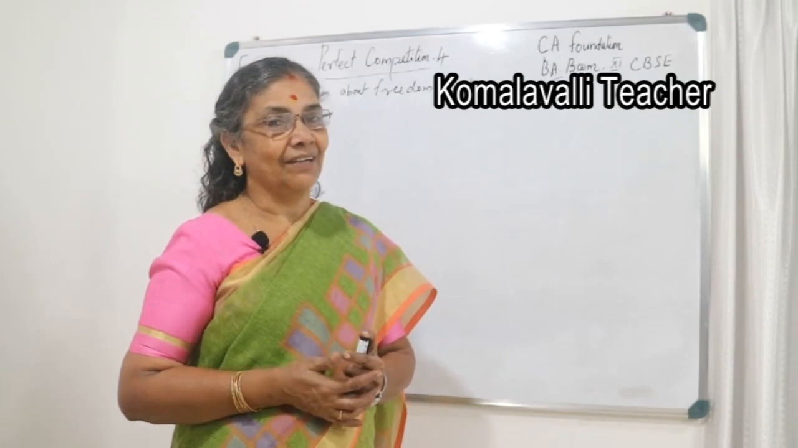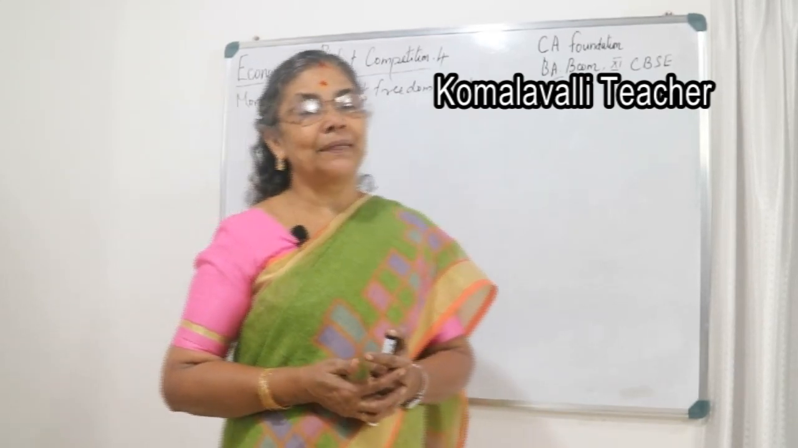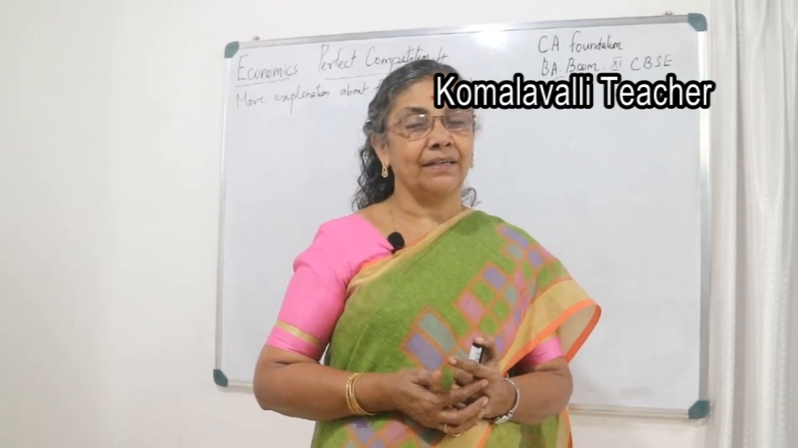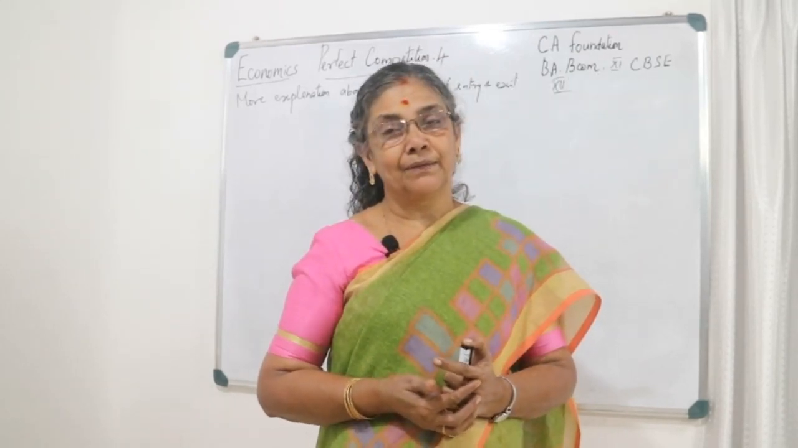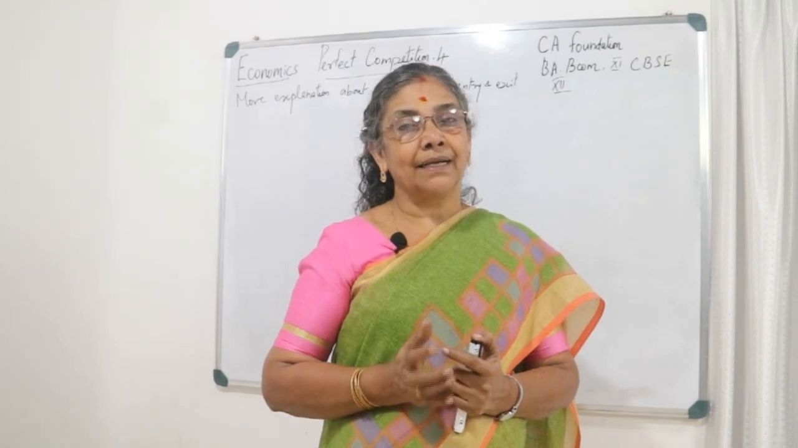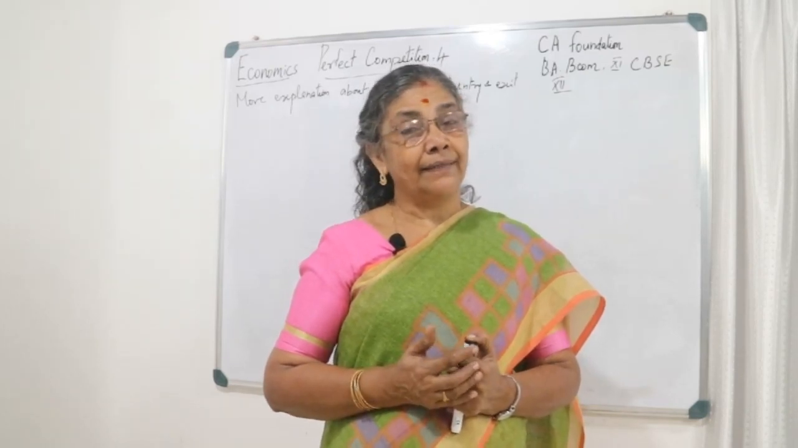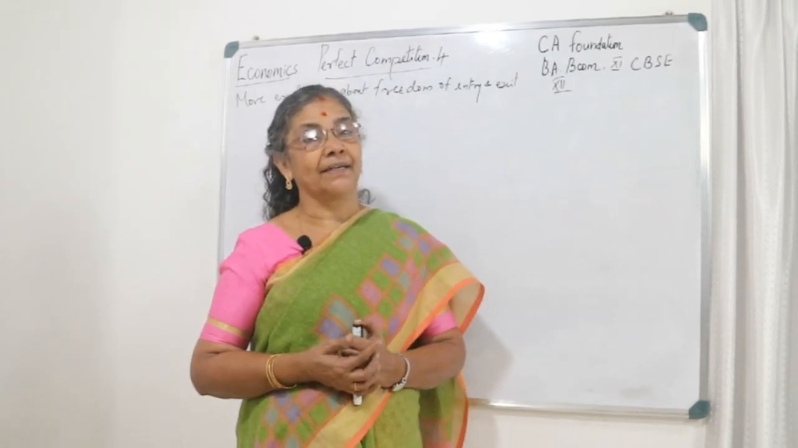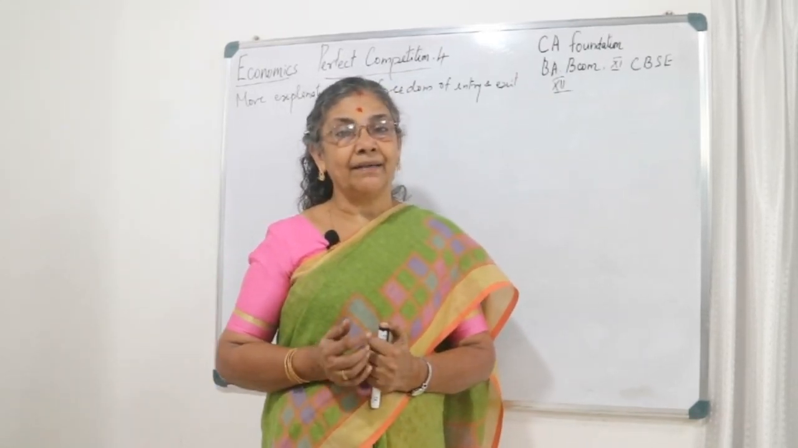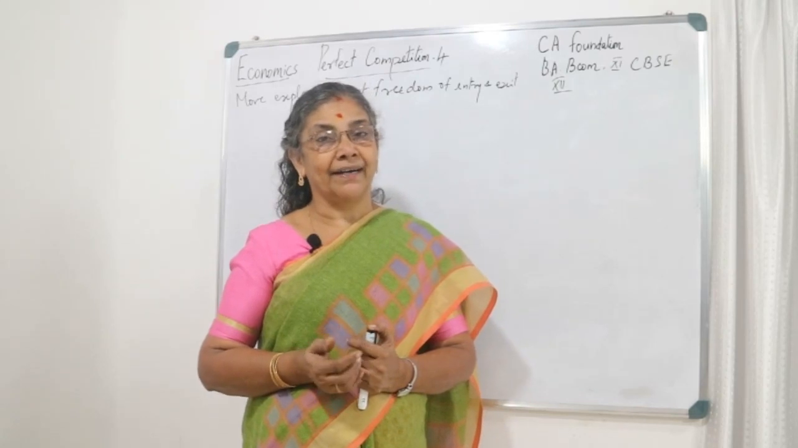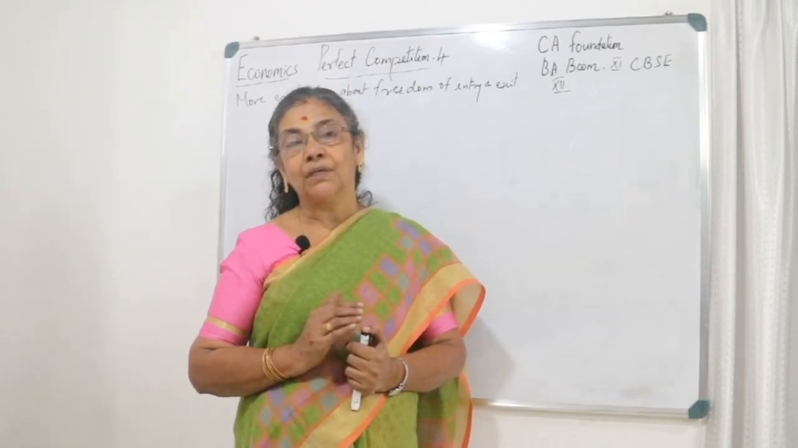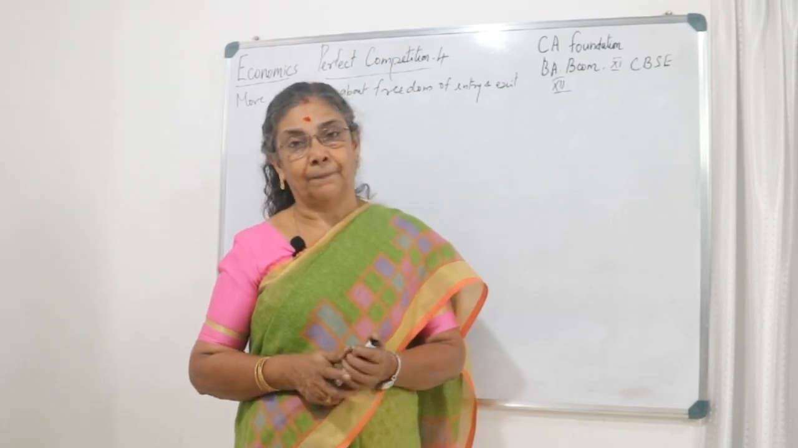Last session we have learned the price output determination under perfect competition, the long run situation and short run. As it is related to long run and short run, it is related to one of the important features of perfect competition, that is freedom of entry and exit. How the freedom of entry and exit is related to the normal profit, that we can learn.